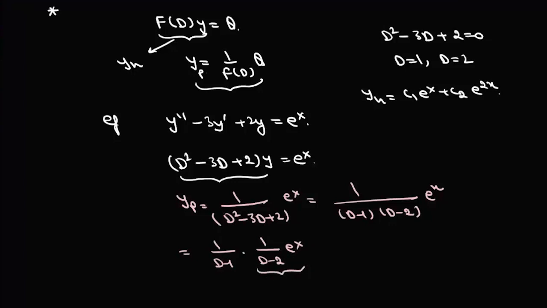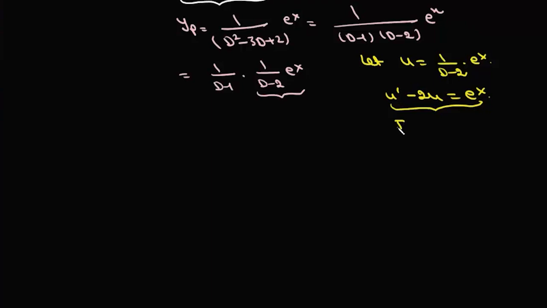So we'll let u equals 1 upon D minus 2 e to the power x. Now this is u dash minus 2u equals e to the power x, which is nothing but a linear differential equation of first order in u. Its integrating factor will be e to the power integral of minus 2 dx, so it will be e to the power minus 2x.